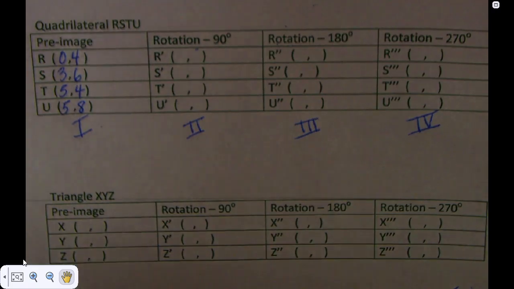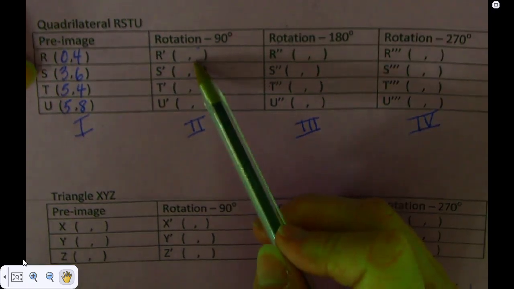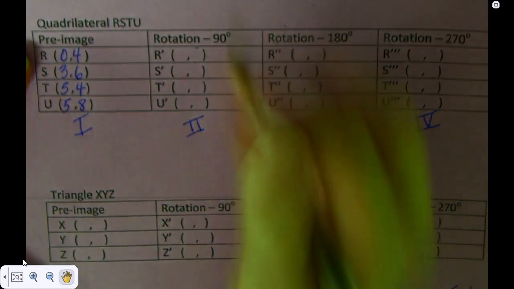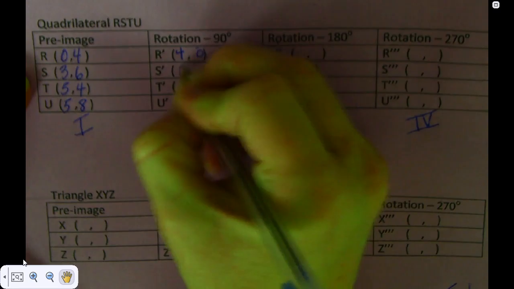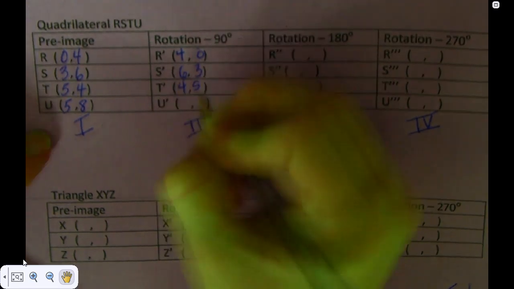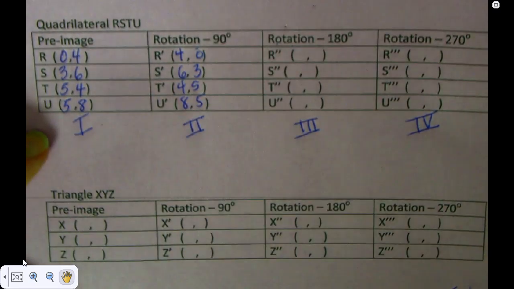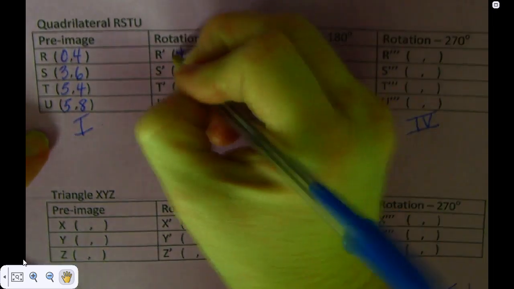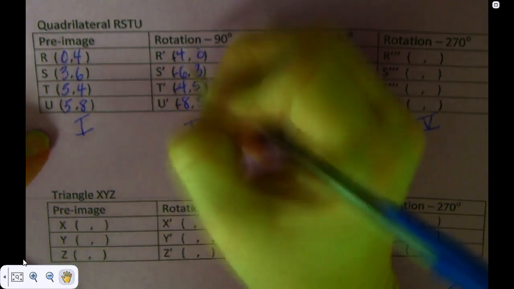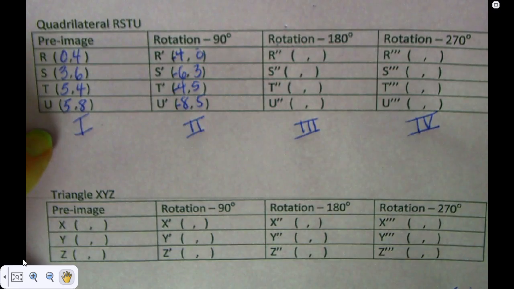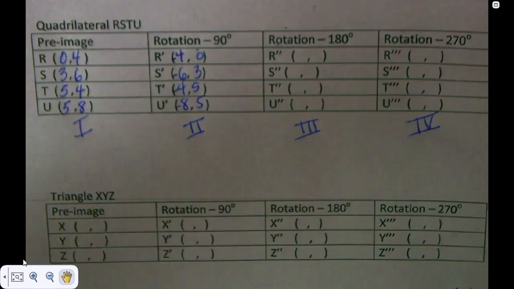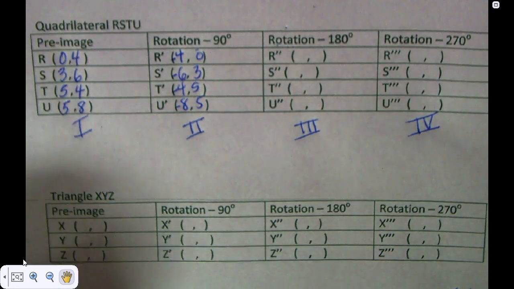Okay, so when you make a 90-degree turn, what do you have to do to the coordinates? Switch them. Is anything going to be negative? The X, because you're in quadrant 2. When you're in quadrant 2, you have to go negative, then positive.